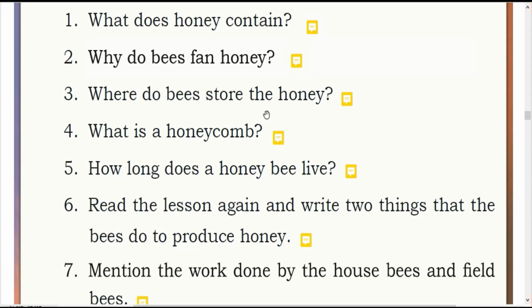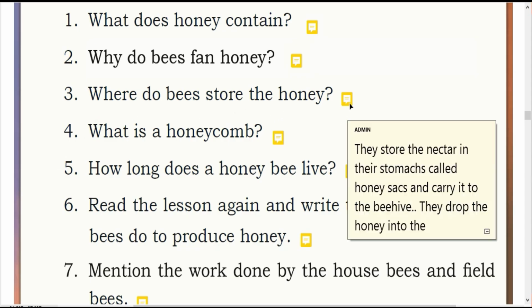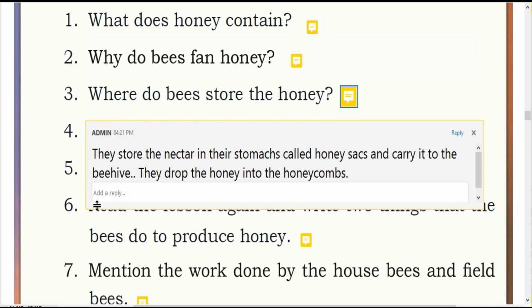Where do bees store the honey? The answer is they store the nectar in their stomachs called honey sacs and carry it to the beehive. They drop honey into the honeycombs.